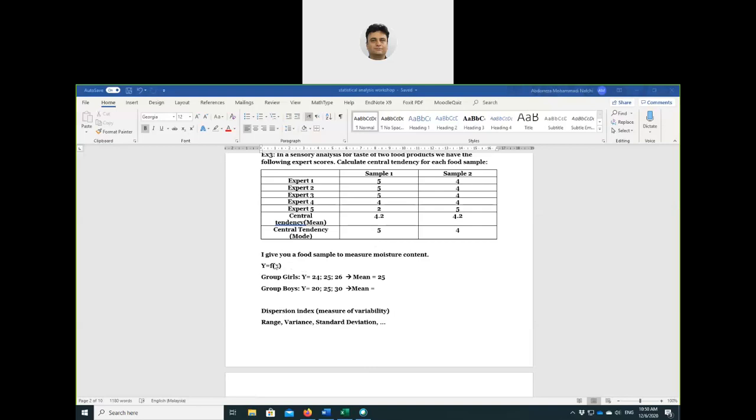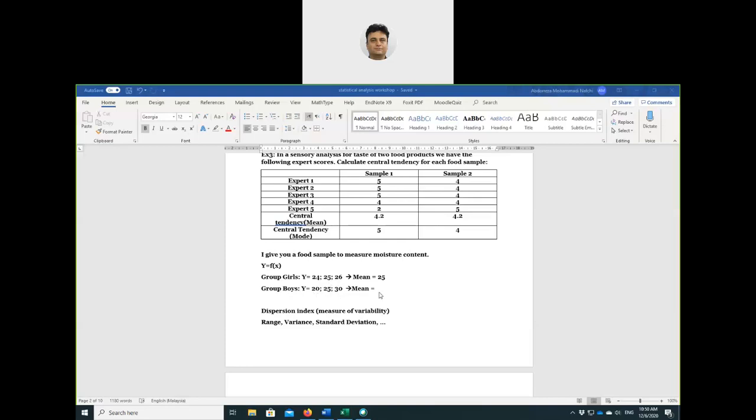The next part: here I give you a food sample to measure moisture content. Y is equal to f(x). Y is the moisture content. X is the sample, the student that wants to measure. In one group I have girls and in another group I have boys. The girls reported 24, 25, and 26. Boys reported 20, 25, and 30.